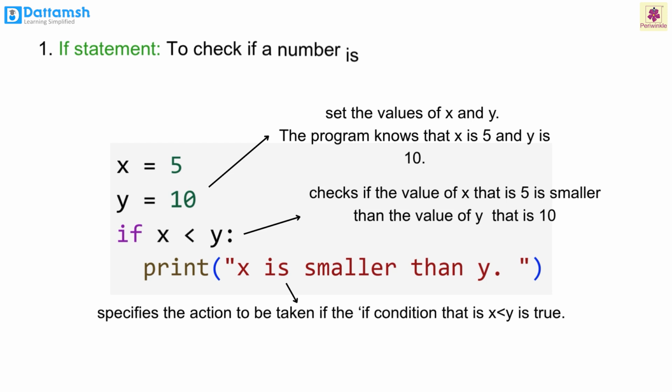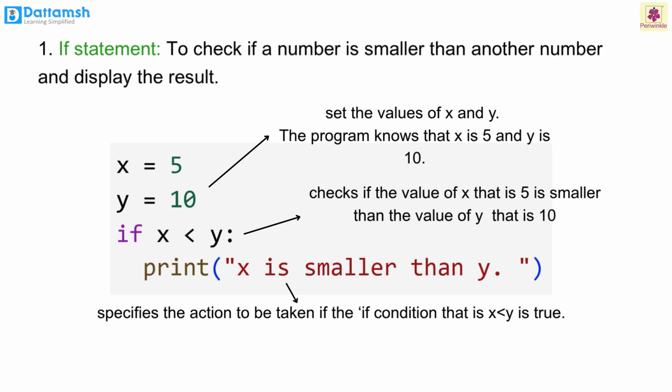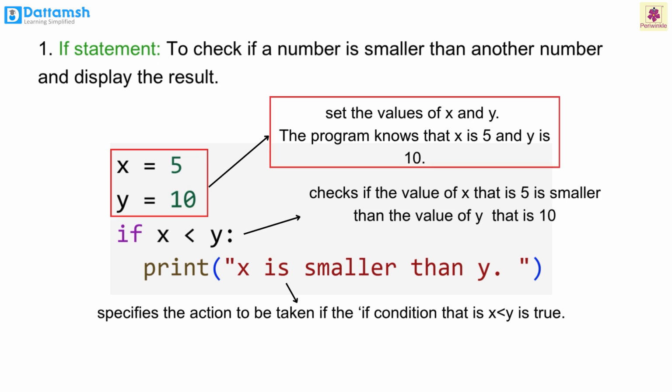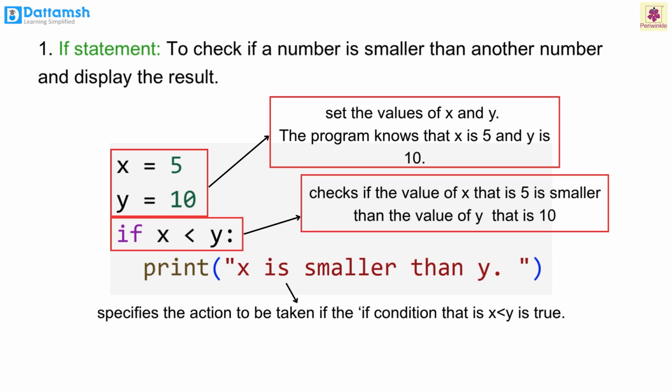If statement. To check if a number is smaller than another number and display the result. Here, x is equal to 5 and y is equal to 10. These lines set values of x and y. The program knows that x is 5 and y is 10. If x is less than y, this line checks if the value of x, that is 5, is smaller than value of y, that is 10.